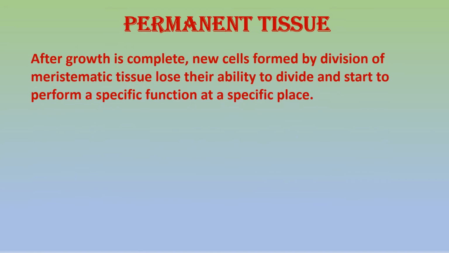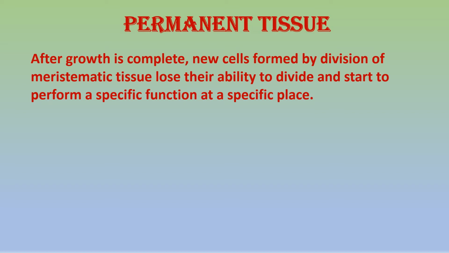Moving on to permanent tissue. After growth is complete in the root or the tip of the stem, new cells formed by division of meristematic tissue now lose their ability to divide.